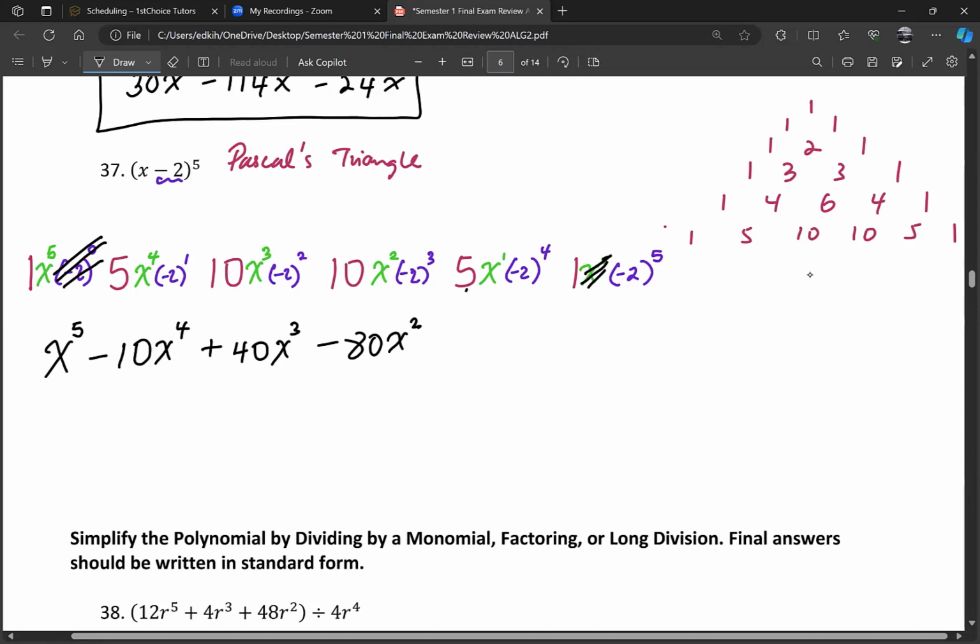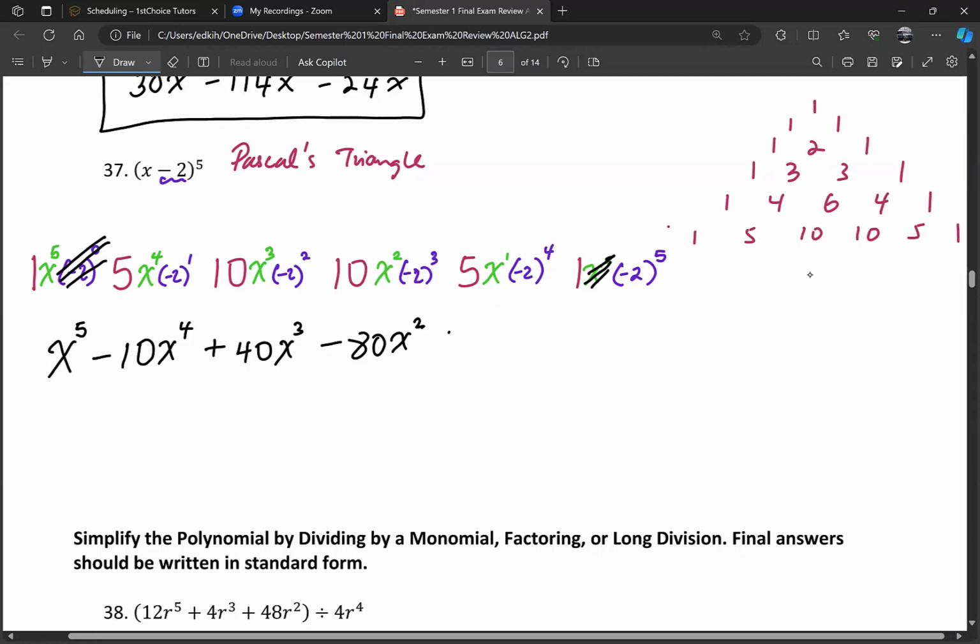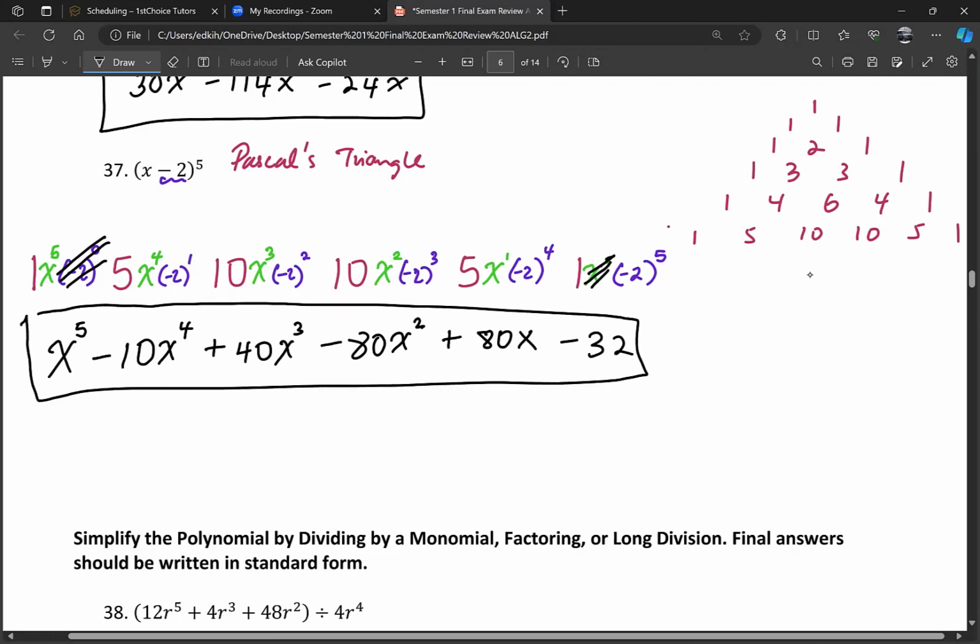And next, 5 times negative 2 to the fourth. Well, negative 2 to the fourth is 16. 5 times 16 is 80, 80x. And then last but not least, we have 1 times negative 2 to the fifth. Negative 2 to the fifth is negative 32. Is 16 times 5 really 80? It is. I don't know why I'm having a hard time remembering that. Anyway, this would be the answer to question 37.